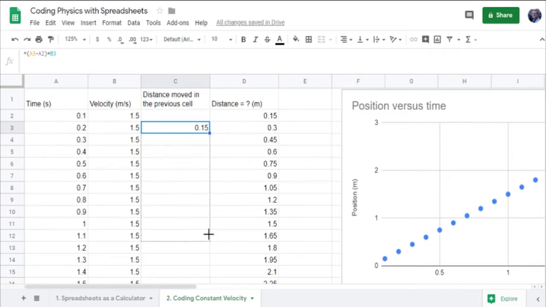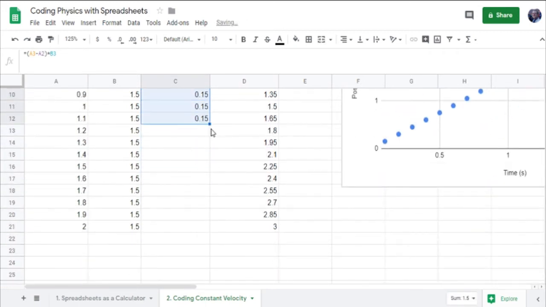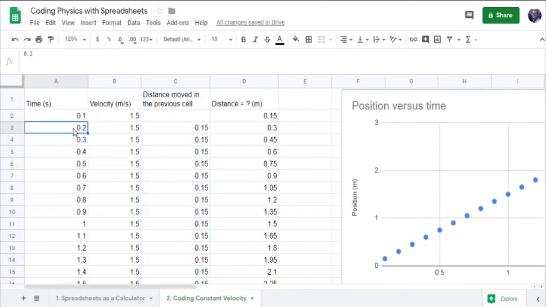Now I fill this in, I get the same amount each time. That's because I have the same time interval in between each of these. I'm going up by 0.1 seconds each time, and I have the same velocity in each of these. We're going to change that in a minute to make it a little more interesting, but for right now, these are all the same. So now this distance, we're going to start this off with 0.